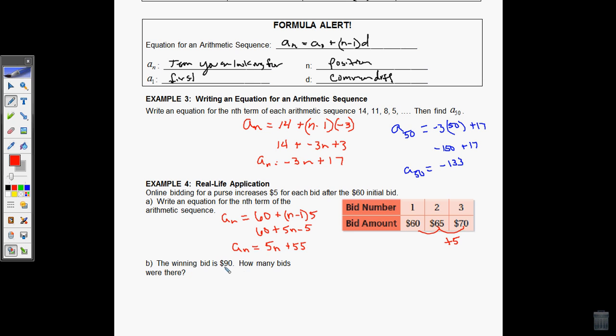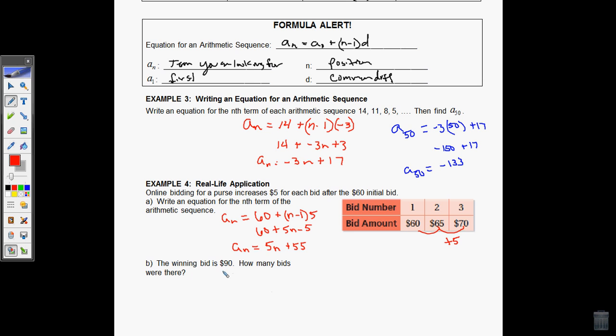The winning bid is $90. How many bids were there? Ooh. So it looks like we're changing things up a little bit. I've been given that the winning bid was $90. How many bids were there? I'm given what the a sub n term equals, which is different. And that's going to be a kind of tricky thing to recognize.